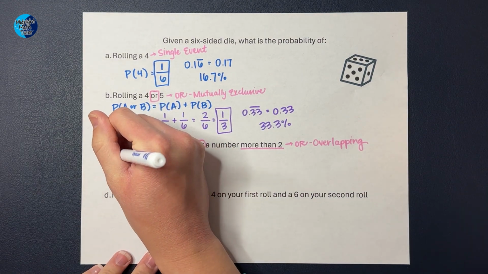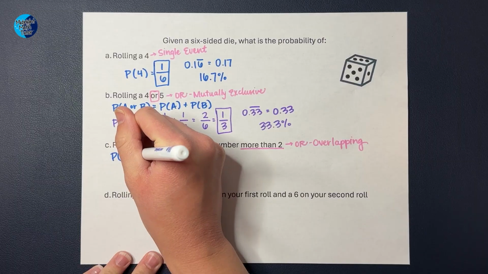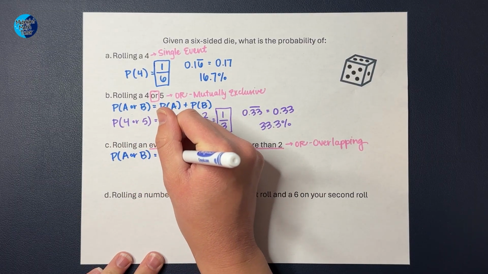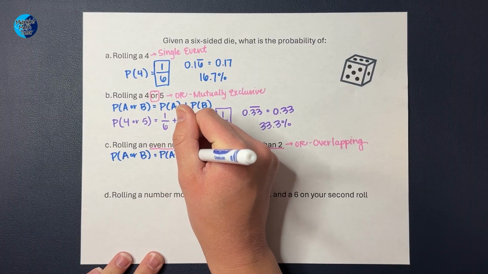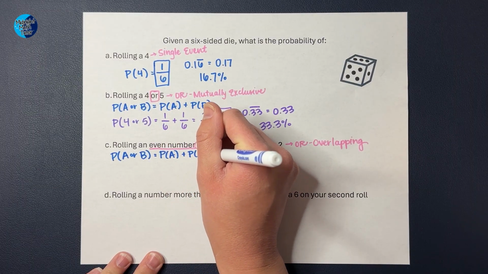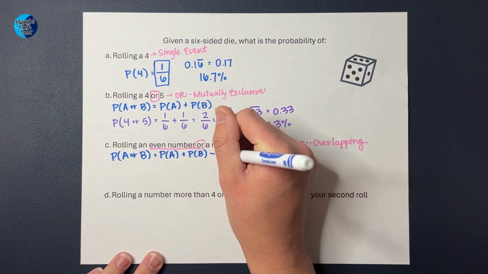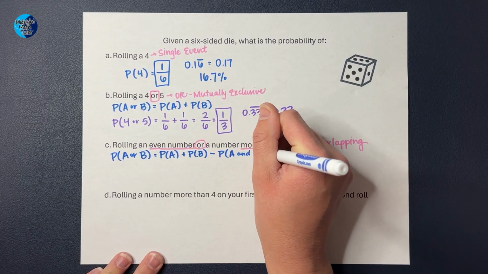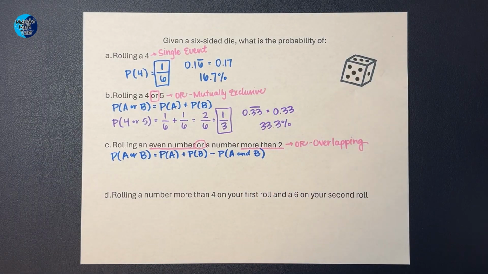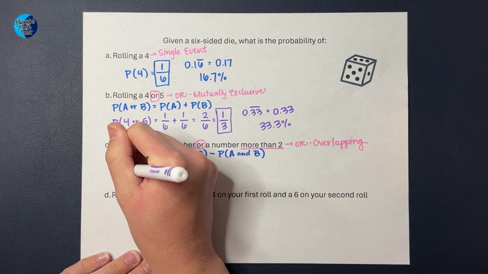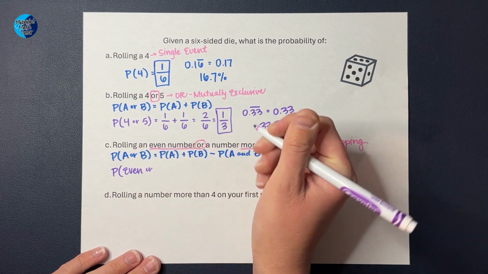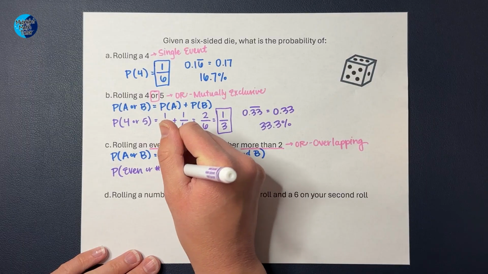It's going to be the probability of A or B when it's overlapping is equal to the probability of A plus the probability of B minus the probability of A and B. We want to subtract that overlap. So let's see what this looks like. We want to know the probability of rolling an even number or a number greater than 2.